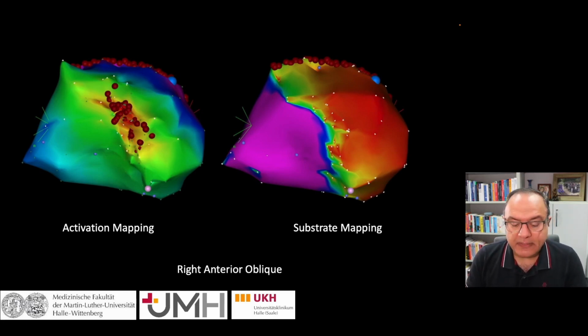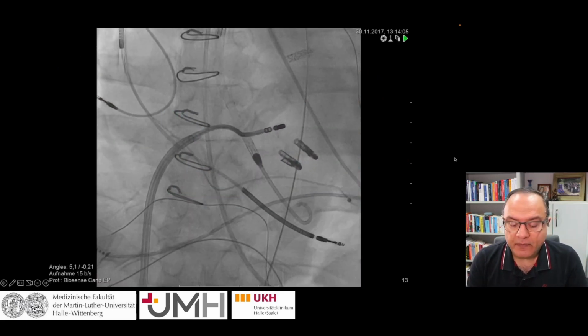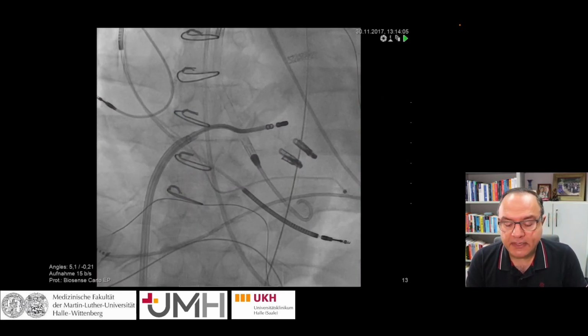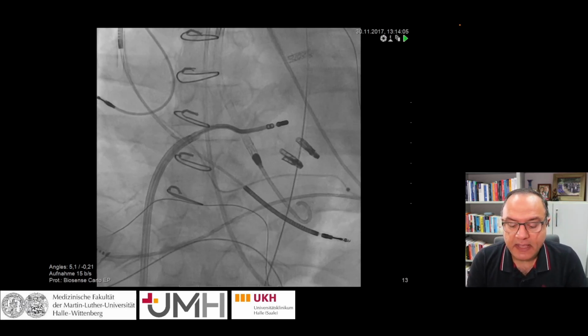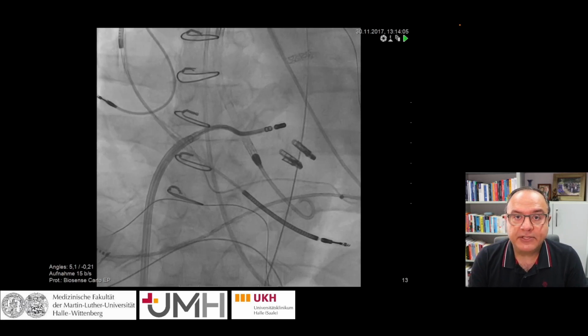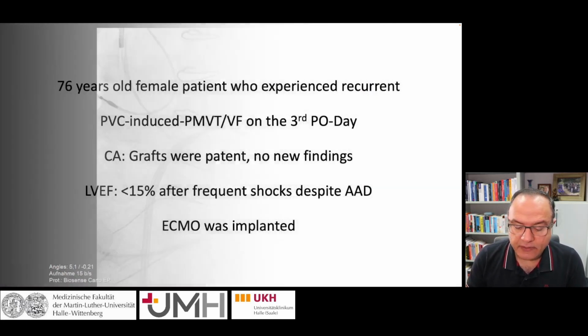Despite catheter ablation from the left side, we were able to terminate the VT, but the VT remained inducible. And finally, we ablated from the right side, at the earliest point on the right side of the septum. And finally, this ablation rendered the VT non-inducible.